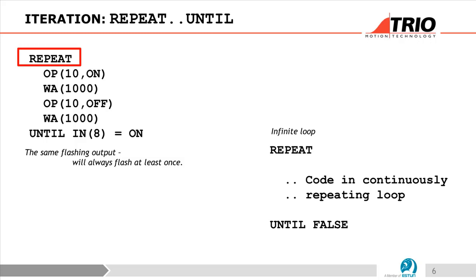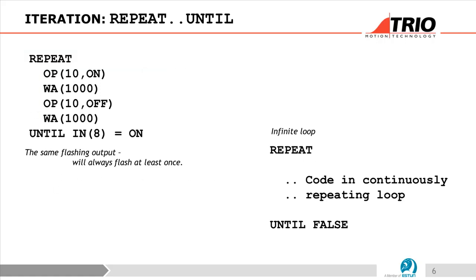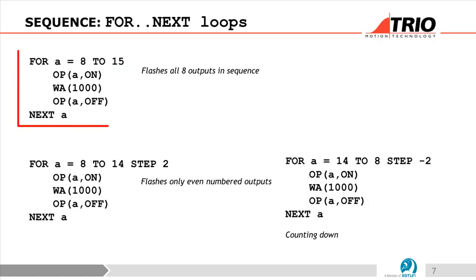Then we have REPEAT UNTIL. So as with the WHILE loop, you repeat the sequence until the condition turns false. Right, so these are some of the key ones. Then the FOR and NEXT loop, where you just use that for axis 0 and 1. This is the data-moving command.